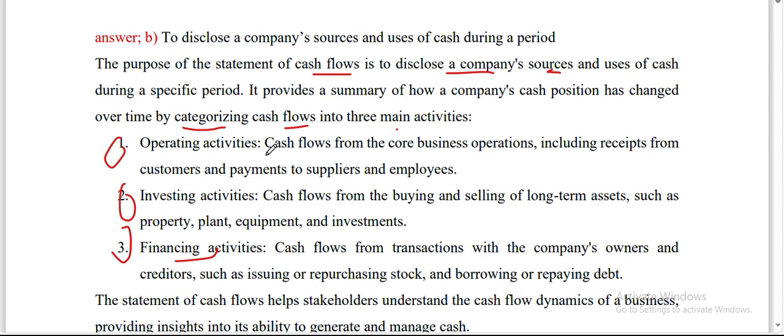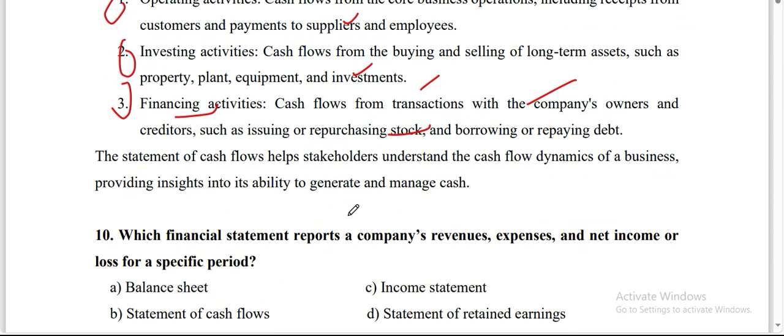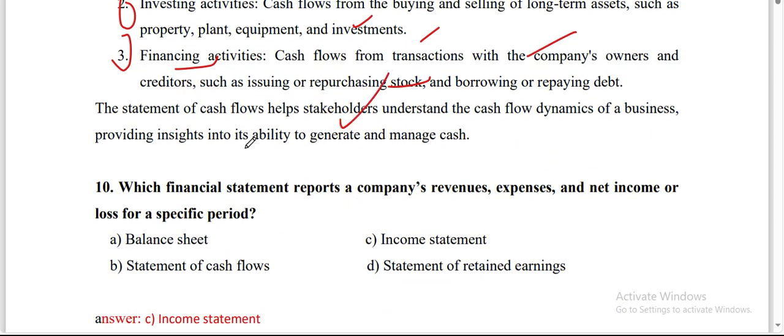For example, operating activities are the cash flows from core business operations, including receipts from customers and payments to suppliers and employees. Second, investing activities show the cash flow from the buying and selling of long-term assets such as property, plant, equipment, and investments. Financing activities are the cash flows from transactions with company owners and creditors, such as issuing or purchasing stock. The answer for this question is B. Next question.